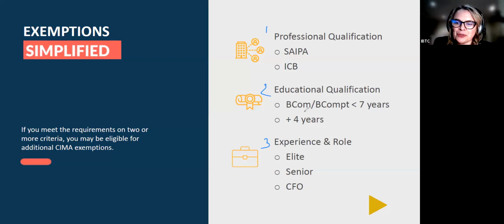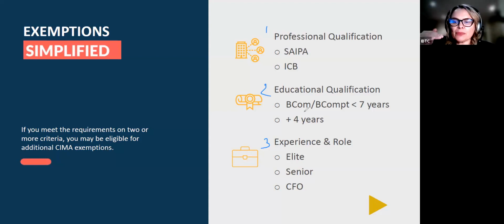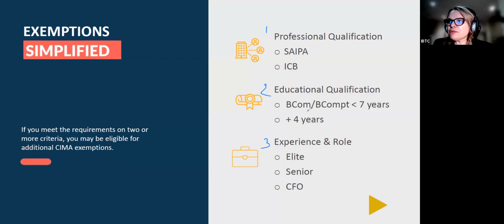When you have a non-finance BCom degree and it's more than 7 years old, you will start at certificate level. Sorry, I am confusing myself. A non-finance BCom starts you at operations level, but if it is more than 7 years old, you drop a level and you have to start at certificate level. Correct. A BCompt in finance and accounting, you will start at management level, but if it's more than 7 years ago, you will drop down to operations level. But a great new addition is that if you've got 4 or more years experience in finance and accounting, then they bump you back up again.